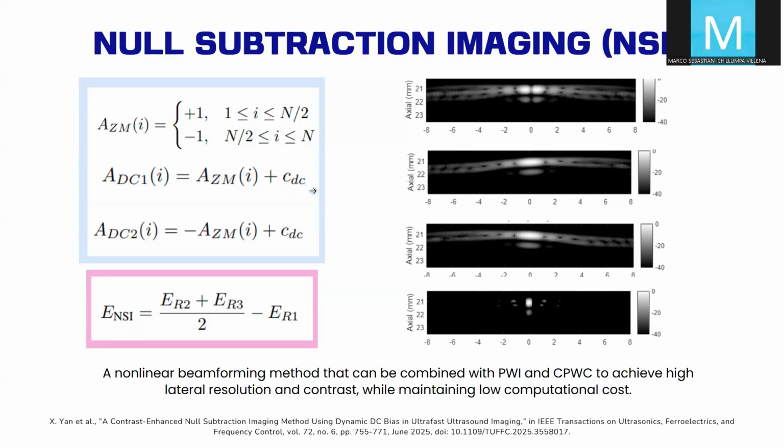This shifts the main lobe slightly toward the positive steering direction and partially restores on-axis energy lost in the zero-mean configuration. The third apodization is the inverted version of the second. By combining the three resulting images using the nonlinear NSI formula, the method recenters the main lobe and suppresses the side lobes, producing an image with improved lateral resolution at a low computational cost.